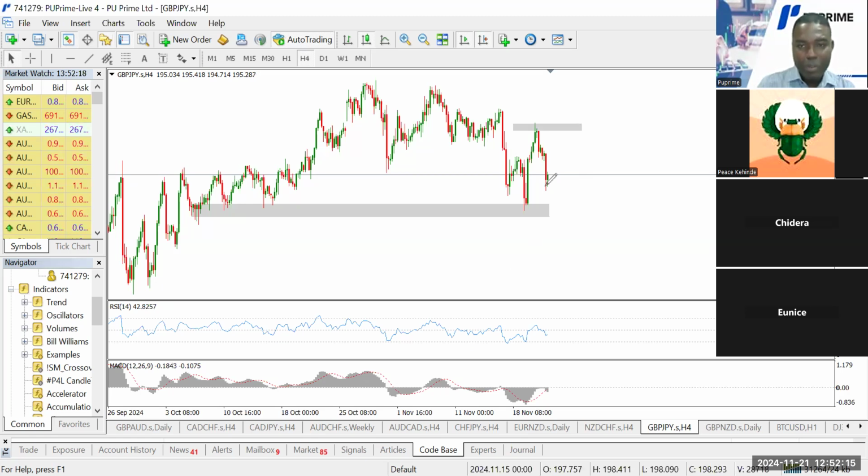You can only look for an opportunity to buy when price breaks above this resistance zone. Otherwise, you just stay out. This is looking a lot like an inverse head and shoulders, but entry should be at that recent high up there. So that's my outlook on the GBP/JPY.